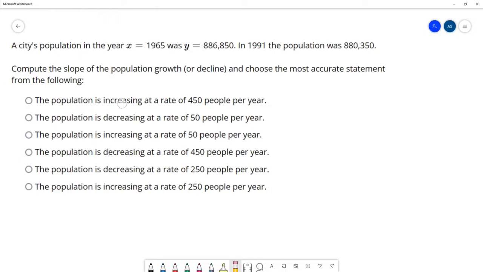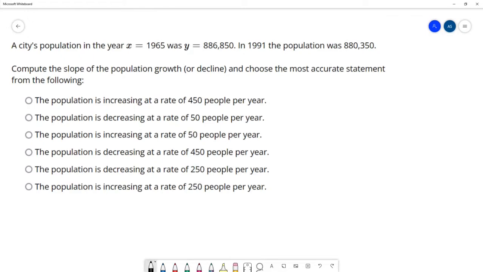The population is increasing at a rate of 450 people per year. The population is decreasing at a rate of 50 people per year. Increasing at a rate of 50 people per year. Decreasing at a rate of 450. Decreasing at a rate of 250, or increasing at a rate of 250.